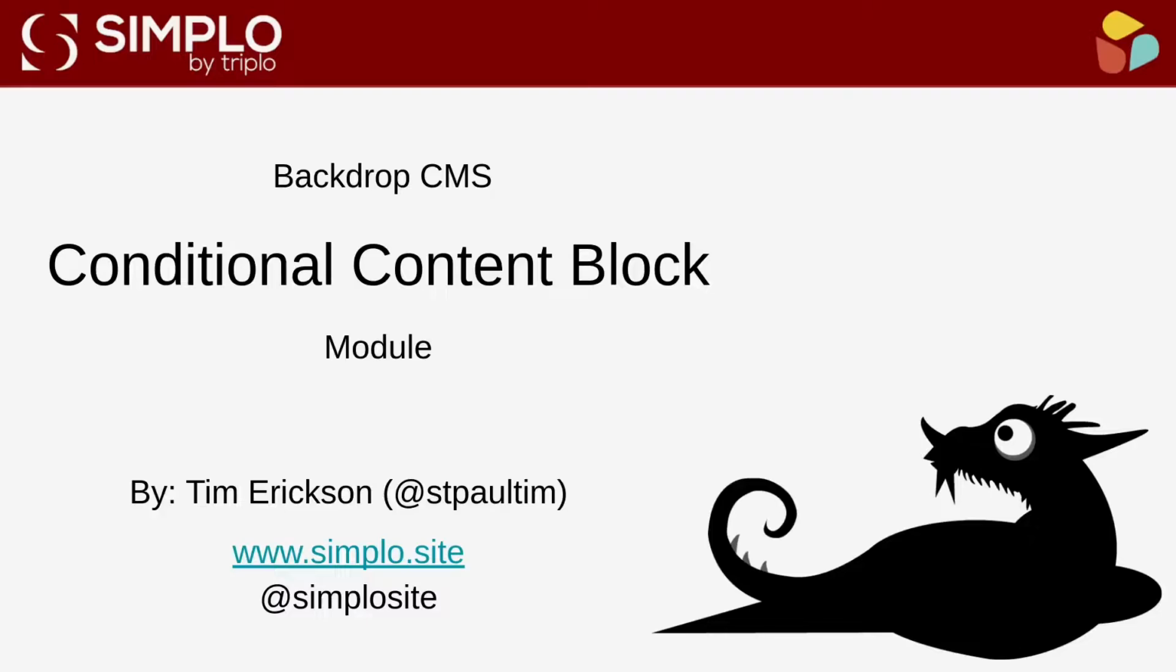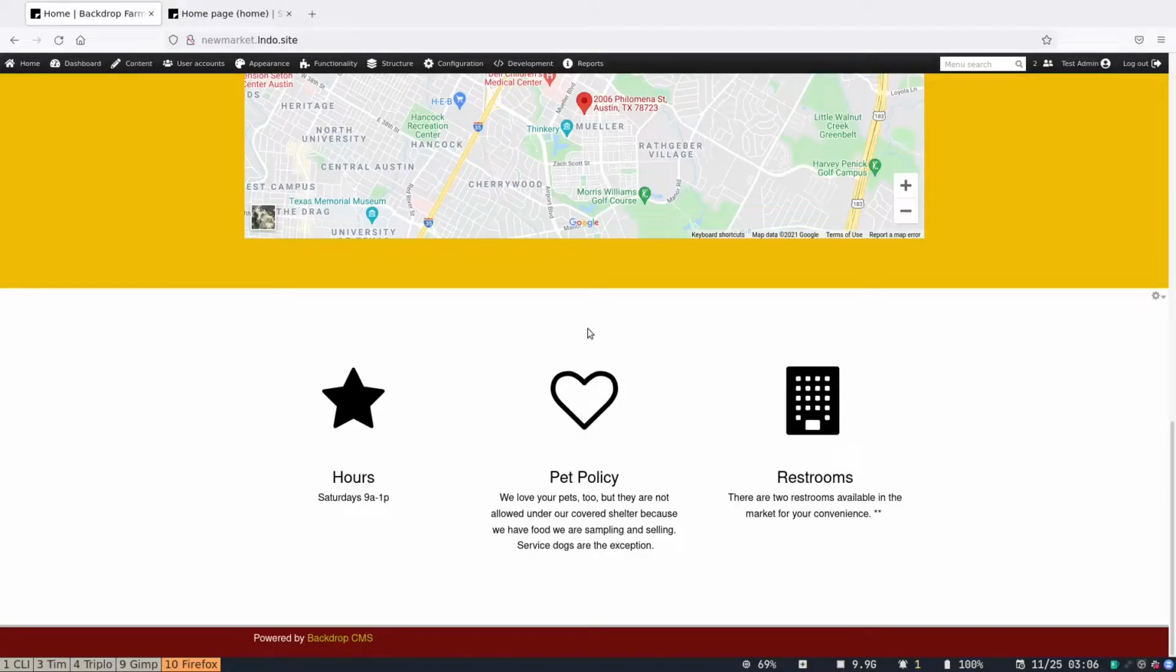The Conditional Content Block is a module that will allow you to create one block that will show some content to one type of user and a different set of content to a different type of user. There are other ways of accomplishing this in Backdrop. However, this module will make it a bit easier. In the future, it may also offer other conditions besides just by user, but for now, that's what we have in mind.